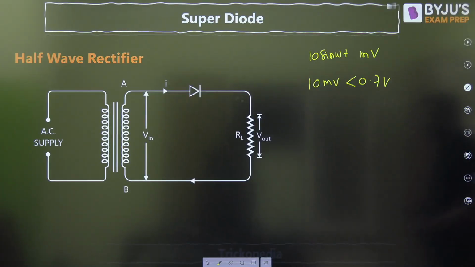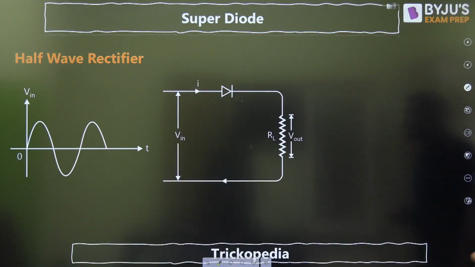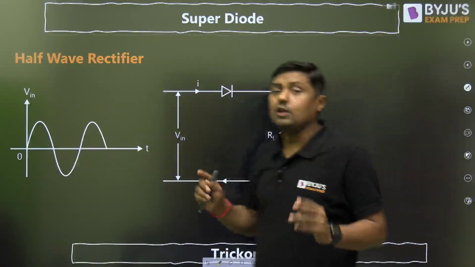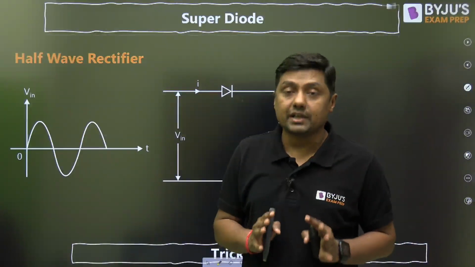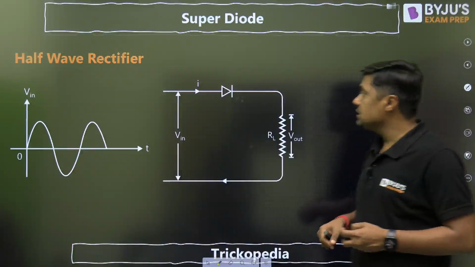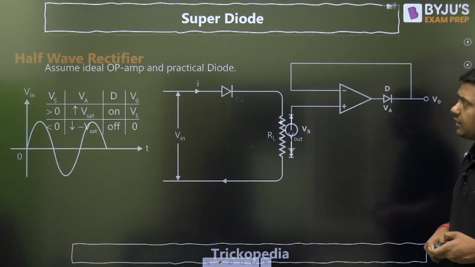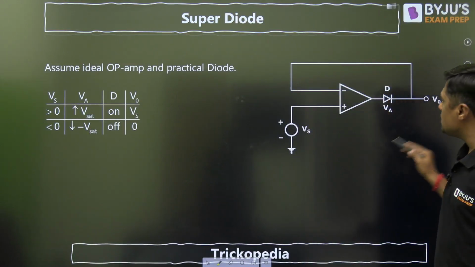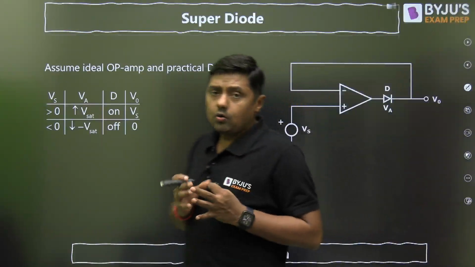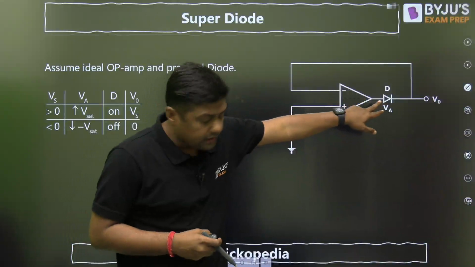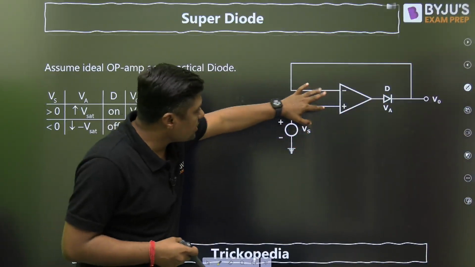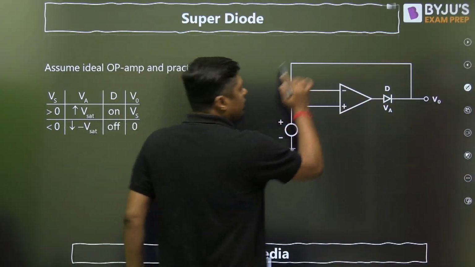So this is a trick here, why we are using the super diode, because this circuit will not work for a small signal. Okay, so that is the case. Now guys, we are using the super diode circuit. This is the super diode circuit. Now here we are connecting the diode, guys. This is the diode, this is the operational amplifier, and here we are giving the feedback.